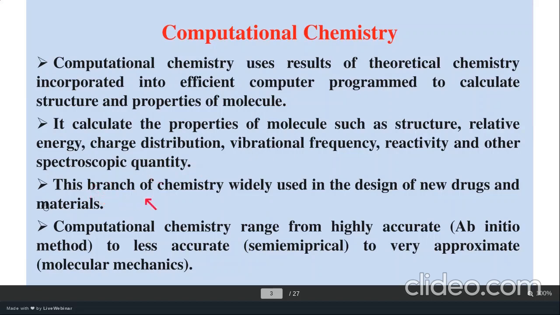This branch of chemistry is widely used in the design of new drugs and materials. By using this branch, we can design some new drugs and calculate their properties, how they react to the body and how they react to other systems, and how they can be used as an antibiotic and antifungal, etc. Computational chemistry ranges from highly accurate ab initio methods, which we are using in our work, to less accurate semi-empirical, to very approximated molecular mechanics methods.